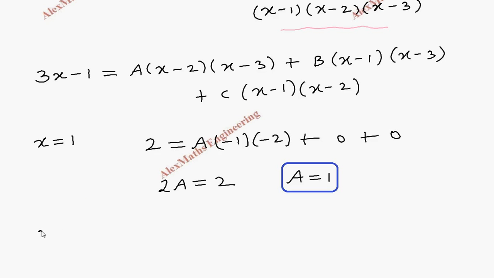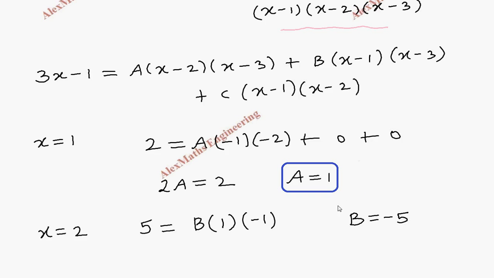For example, let's take x as 2. When x is 2 here, 3 times 2 is 6, 6 minus 1, 5. 5 equal to, this part is 0, so no need to write. Then coming to the second term, b into 2 minus 1 is 1, 2 minus 3 is minus 1. In the third part, again we have x minus 2 as a factor, so it becomes 0. So the value of b is minus 5 from this. b equal to minus 5.